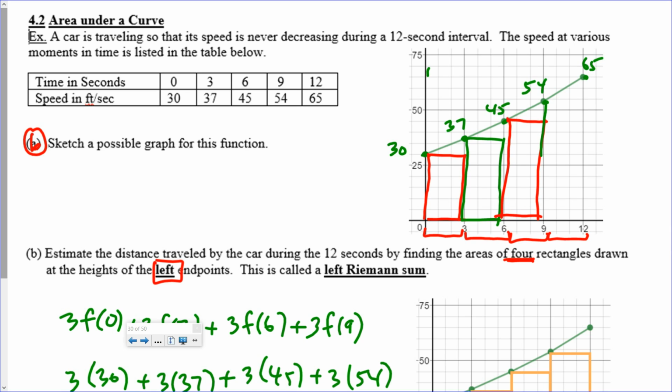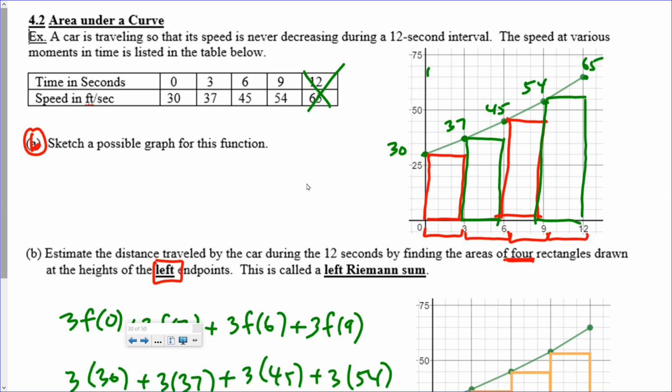And then finally my fourth rectangle is going to be using my x equals 9. Do you notice I never used one point? If you do a left-hand Riemann sum, you're never going to use the right-hand number. And if you do a right-hand Riemann sum, you're never going to use the left-hand number. Okay, so let's go ahead and figure out the areas of each of these rectangles.